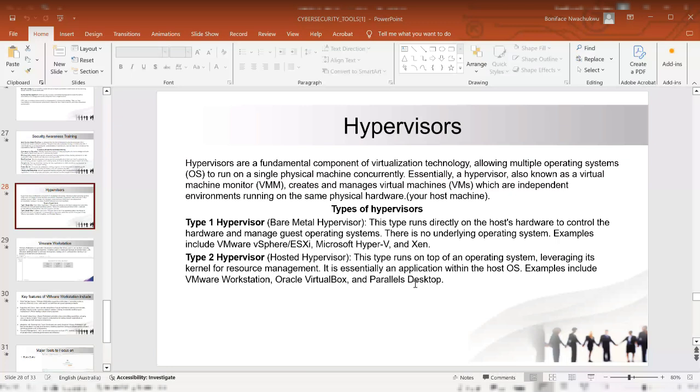Yeah, I know I'm moving fast, but I'll break it down in such a way that you understand it properly. We have two types of hypervisors. We have type 1, which is the bare metal hypervisor. We have type 2, which is the hosted hypervisor. It's very simple. You understand the hosted hypervisor very, very well.